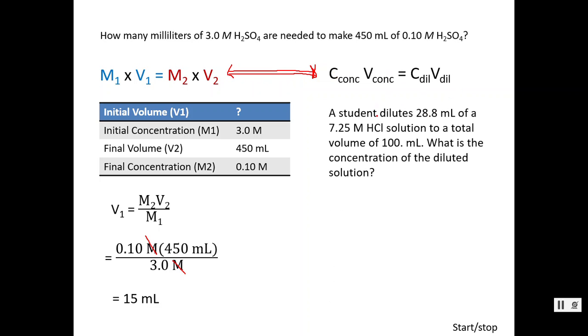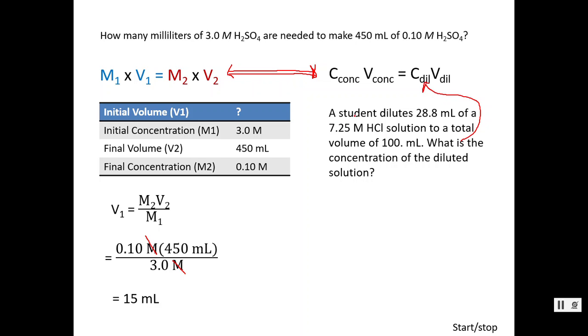Let's say a student dilutes 28.8 mL of a 7.25 molarity hydrochloric acid solution to a total volume of 100 mL. What is the concentration of the diluted solution? So I am looking for C diluted.